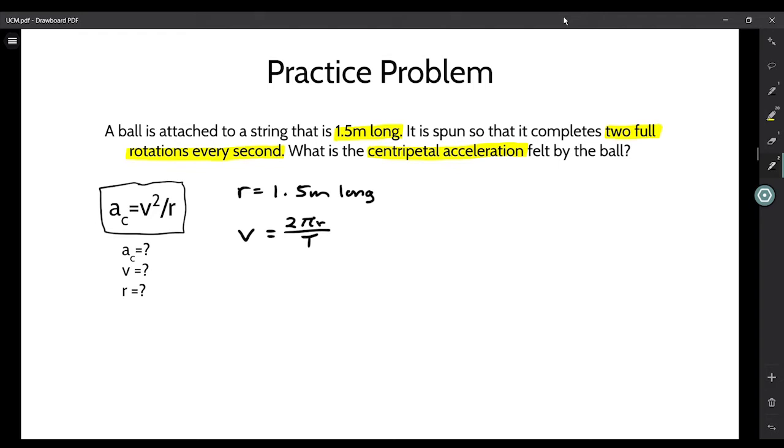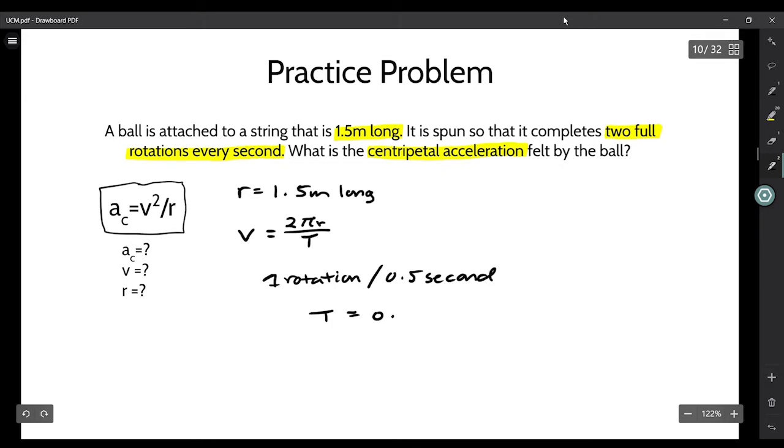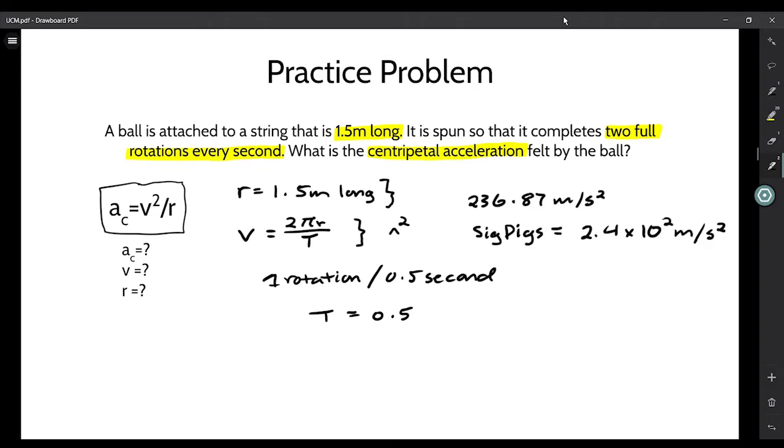What is t? Well, we know that it completes 2 full rotations every second, which means one rotation per half a second. So our t would equal 0.5. Plug that into your calculator, and then stick this in. Remember to square your velocity. In the end, you should have an answer. Remember, we need to round to significant digits, and we have 2 here in the question, so we need to round to 2 for our answer.